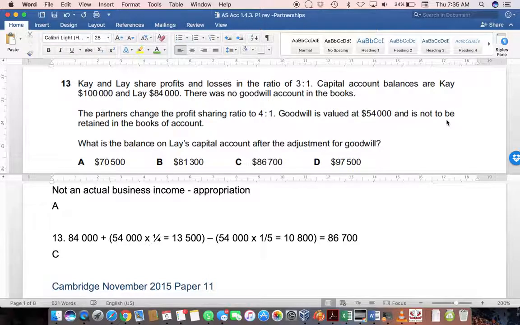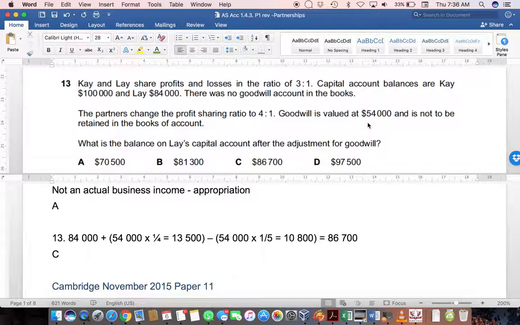What is the balance on Lay's capital account after the adjustment for goodwill? Again, you're going to need to put goodwill in and then take goodwill out again. Keep in mind that because no new partner has actually been introduced, nothing has actually been paid for this goodwill. So the fact that they've put in goodwill of $54,000 as a value, they can't actually show it in the books of account afterwards. Just keep that in mind. You can only show goodwill if it has actually been paid for. So wherever you have a situation that the profits and losses are simply changing and there's no introduction of new capital, in other words, no payment for this goodwill, you have to remove it from the books afterwards.